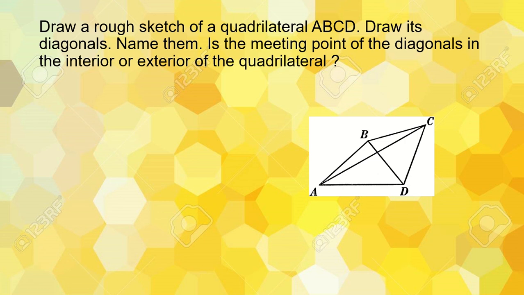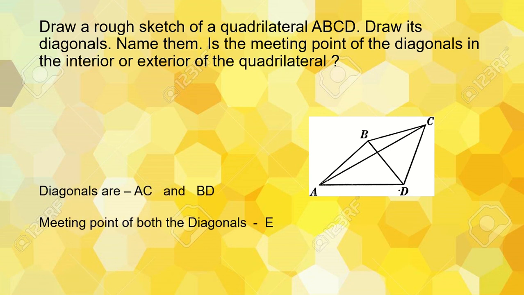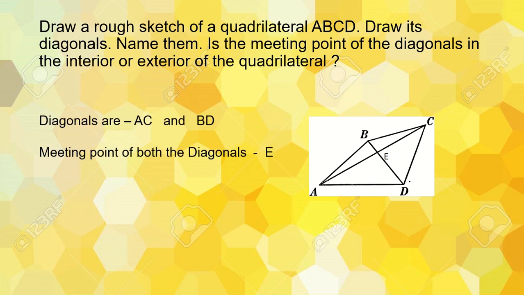See the figure. I have drawn a figure ABCD. It is a quadrilateral. Now can you name the diagonals here? Diagonals are AC and BD. Where are they meeting? They are meeting at point E. Okay, I have given the name. The first question was to draw its diagonal. We have drawn AC and BD by joining the opposite vertices. The meeting point of the diagonals is E.